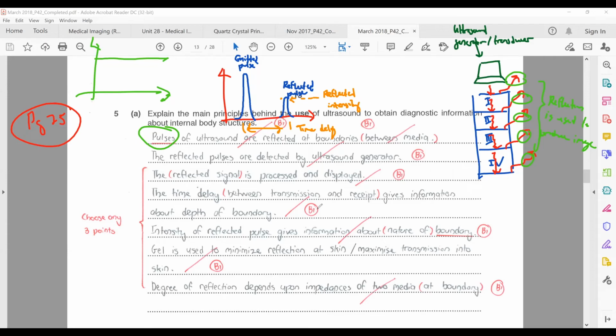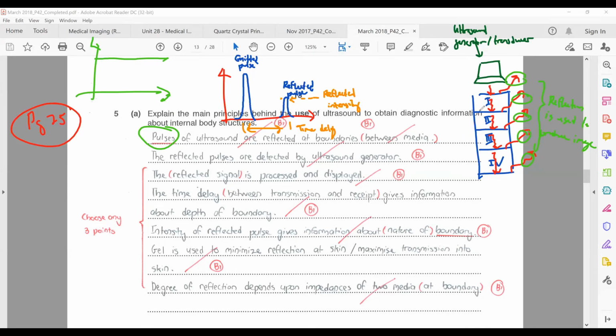The time delay between the transmission and receipt gives information about the depth of the boundary. Your reflected pulse will take time to come back to your ultrasound transducer. The longer the time delay, the thicker the medium, the deeper the boundary. And then the reflected intensity will tell you the nature of the boundary that it has hit.